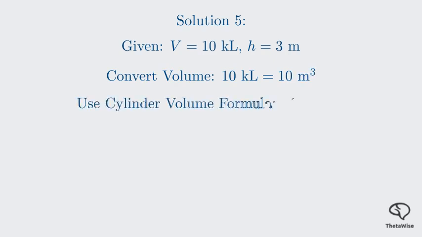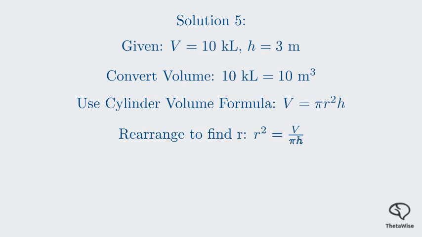The formula for the volume of a cylinder is V equals pi r squared h. We can rearrange this to solve for r squared. Now we substitute our values. R squared equals 10, divided by the quantity pi times 3. That's 10 over 3 pi.